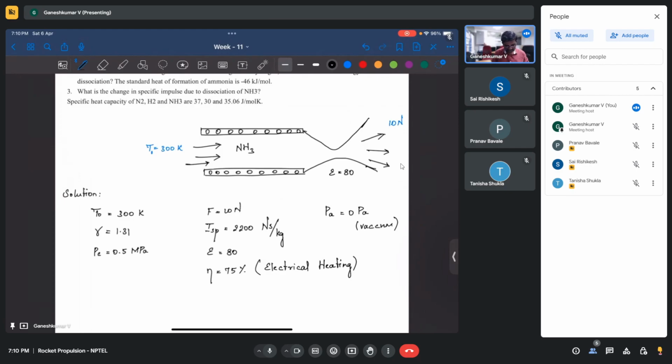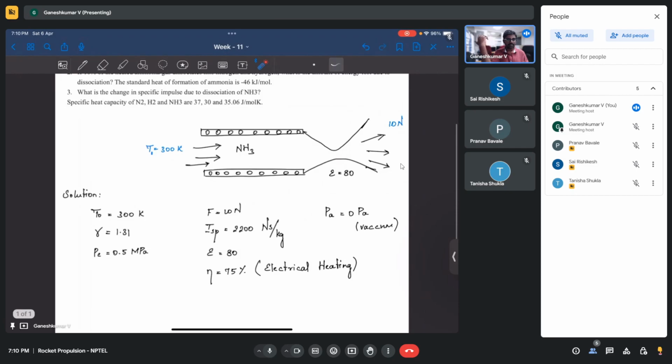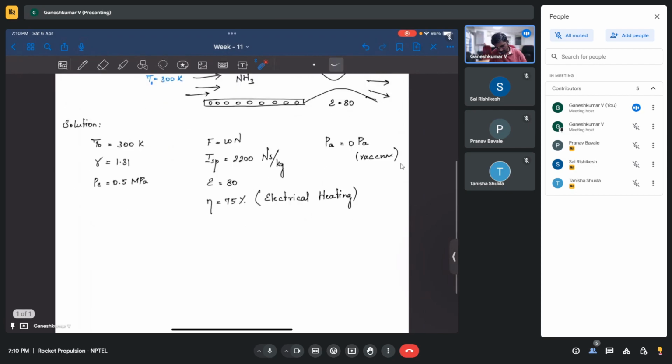So ammonia gas is going to come, it's going to get heated up by the electrical resistance heating, and it is going to get accelerated in the nozzle with the expansion ratio of 80, and we should get 10 newtons of thrust and ISP this much. Okay, I hope the question is clear to everyone. We need to find the power from this.